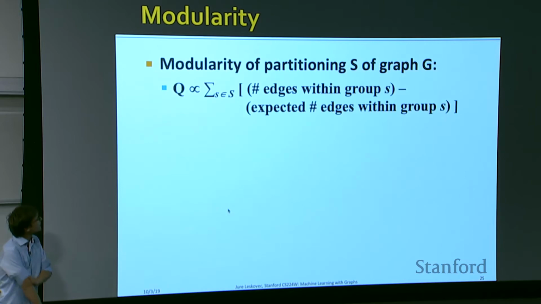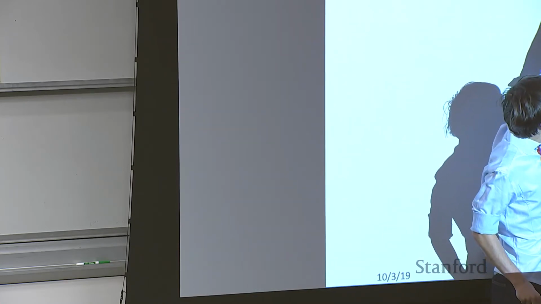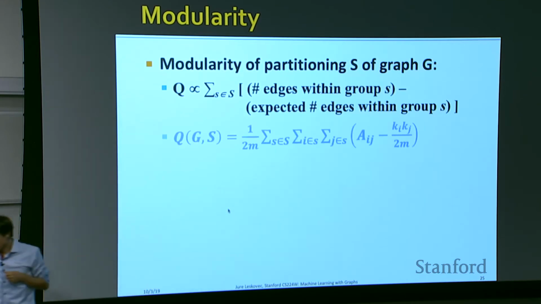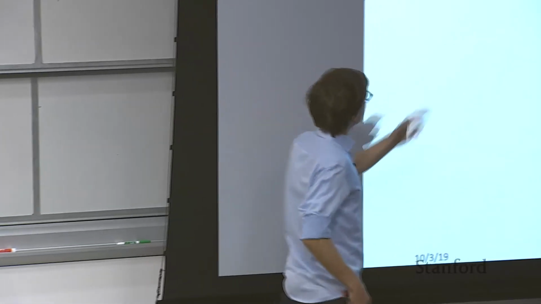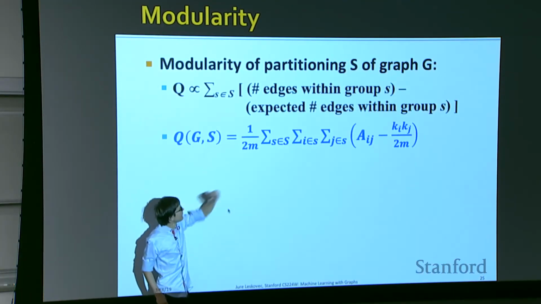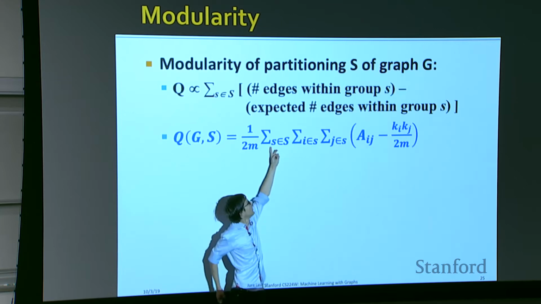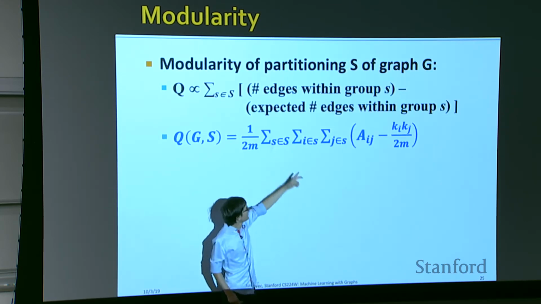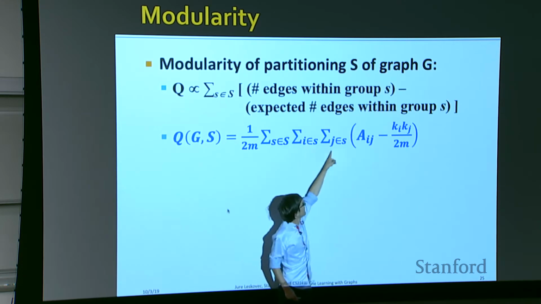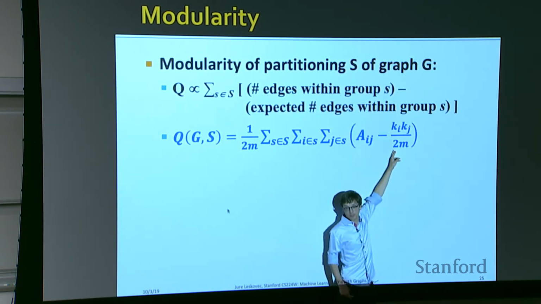Okay, good. So now I told you how to compute the expected number of edges. So now let's go back to the modularity formula, right? We need to say how many edges are within the group S, how many edges we expect to be between the nodes of the group S. So here is the formula. The modularity of the graph G and some community partitioning S is the following. This is the normalizing factor. Then I sum over all the groups, all the communities. For every community, I ask about the pairs of nodes that belong to the same community. This counts how many edges are there between those nodes, and this is the expected number of edges.